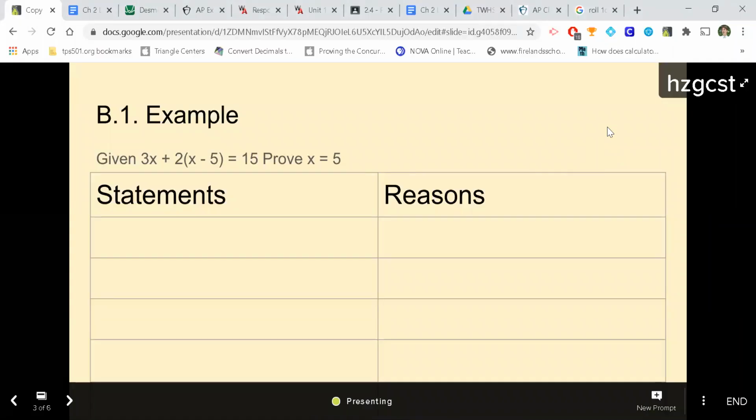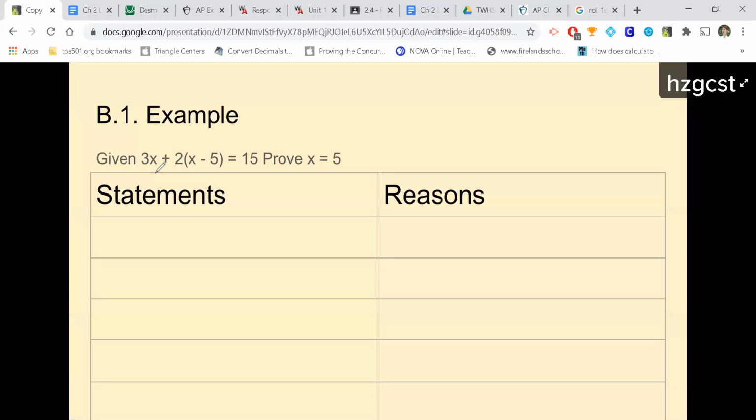I'm going to go over another algebra proof example. So how these algebra proofs work again, and this is the same thing you will see on the quiz tomorrow, is you will be given an algebraic equation, and then you are asked to use that to prove that your variable is equal to a number. So I'm given that 3x plus 2 times the quantity x minus 5 is equal to 15, and I want to prove that x is therefore 5. To do a proof, I use a 2-column structure where I will write true statements on the left and the reasons why those statements are true on the right next to them.